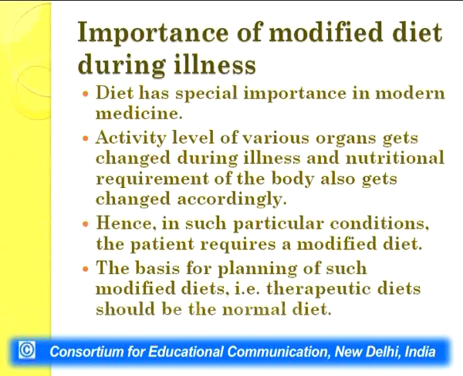Diet has special importance in modern medicine. Activity level of various organs gets changed during illness and nutritional requirement of the body also gets changed accordingly. Hence, in such particular conditions, the patient requires a modified diet. The basis for planning of such modified diets, that is therapeutic diet, should be the normal diet. So, as I told you earlier, normal diet should be the basis of the therapeutic diet. We can bring changes in the normal diet instead of making special diet for illness.